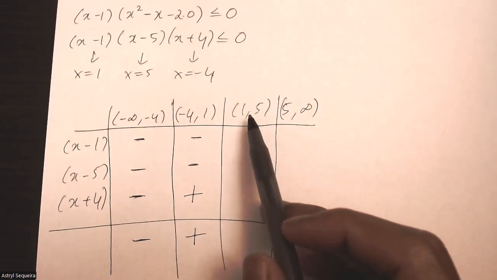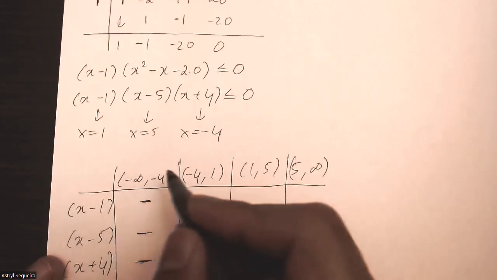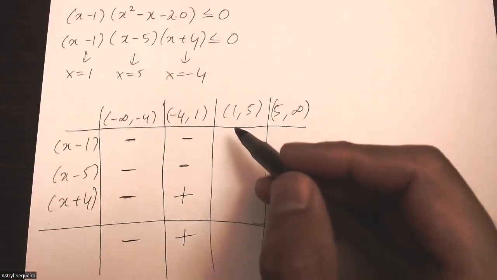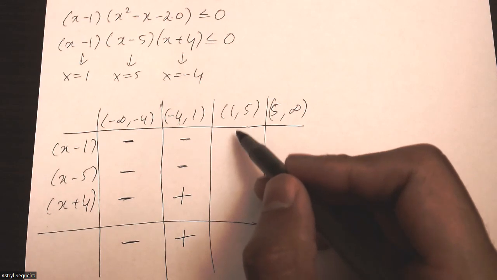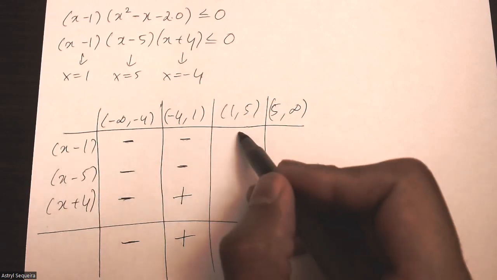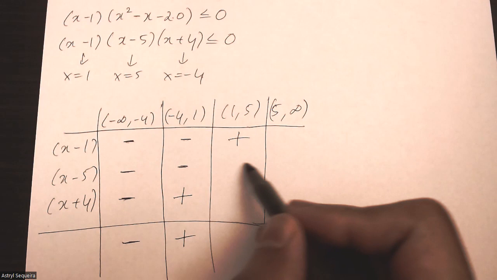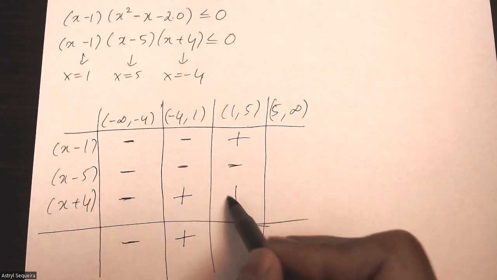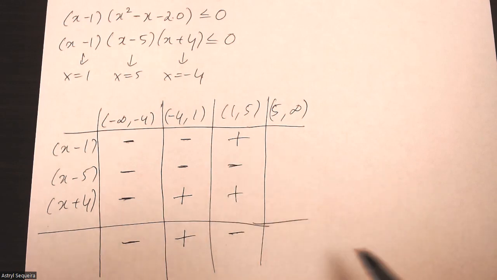And then over here, oh, one thing I forgot to mention, well, we don't have to worry about it in there, I guess, but I'll mention in the final solution. I'll pick +2. 2 minus 1 is positive. 2 minus 5 is negative. 2 plus 4 is positive. So just one negative there.